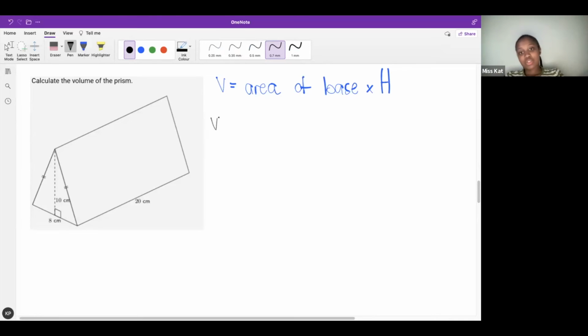So then let's substitute. Area of the base. In this case, my base is a triangle. Do we agree? So then what's the area of a triangle? Yes, the small height is the one of the triangle. Look, this is the height of the triangle. Do you agree? But this height is the height of the whole prism. Do you see what I mean? So what's the area of a triangle? How do we work that out, guys?